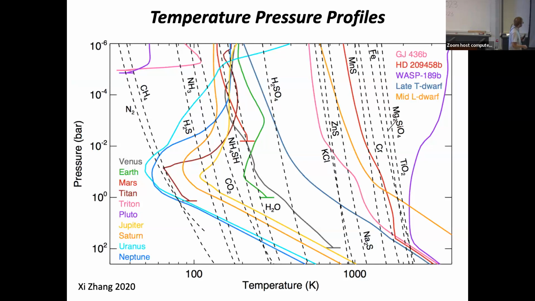So here's a nice figure from Xi Zhang's 1,000-page review paper in 2020. You guys know what I'm talking about. Just summarizing the different shapes of the temperature profiles across the continuum from the solar system to irradiated exoplanets and brown dwarfs in between. So how do we parameterize temperature profiles?